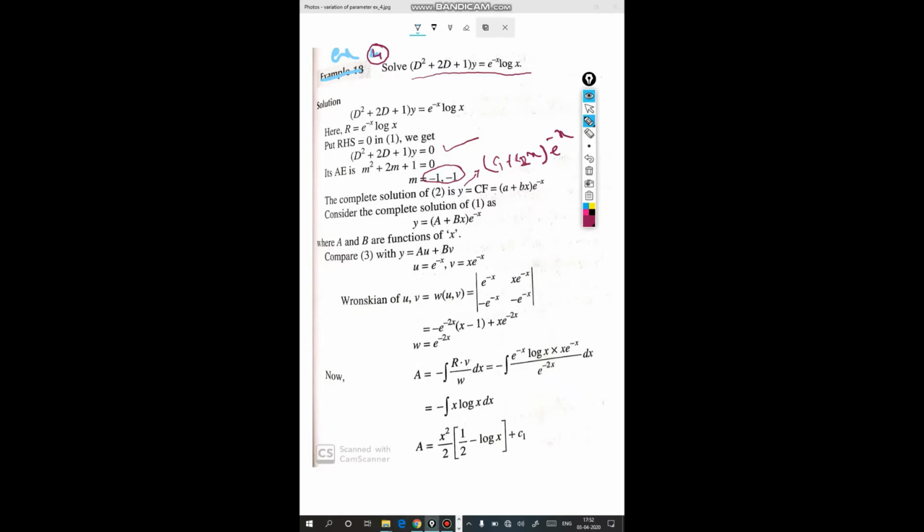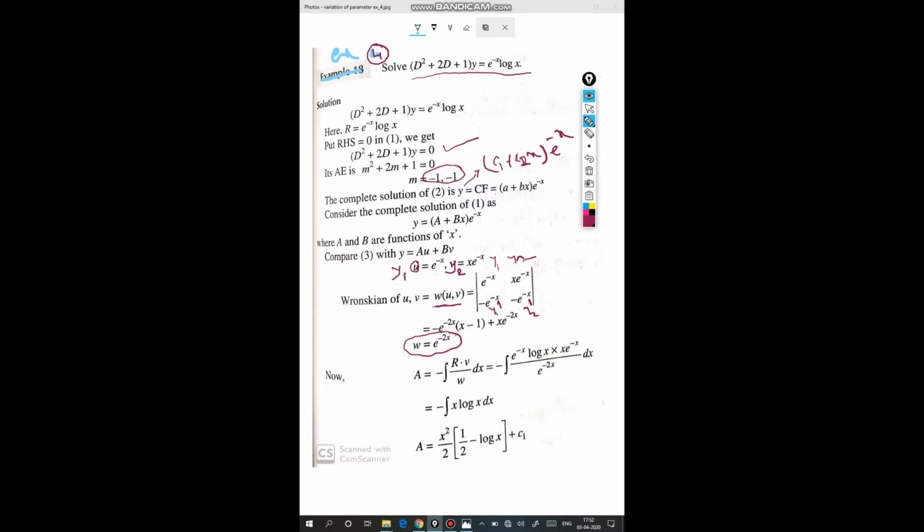That is the CF. Okay, so if we compare it with c1y1 + c2y2, we get y1 = e^(-x), y2 = x e^(-x). So the value of the Wronskian W, which is the determinant of y1, y2, then y1', and y2', if you evaluate the Wronskian value, you will get e^(-2x). You should evaluate the determinant and you will come to know that you will get e^(-2x).